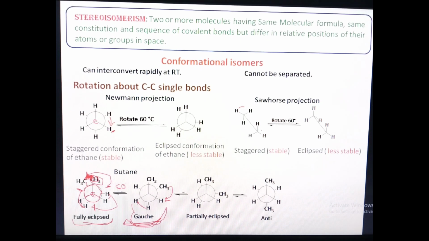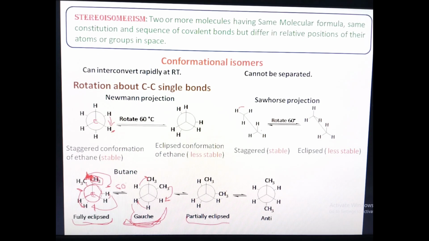And again, when you rotate this about 60 degrees, this CH3 comes behind this hydrogen, this goes behind this hydrogen, and this goes behind this CH3. This is called the eclipsed conformation. It is partially eclipsed because in the earlier case the CH3 is exactly behind the CH3, hence it is fully eclipsed. But here the CH3 is behind this hydrogen, hence it is partially eclipsed.